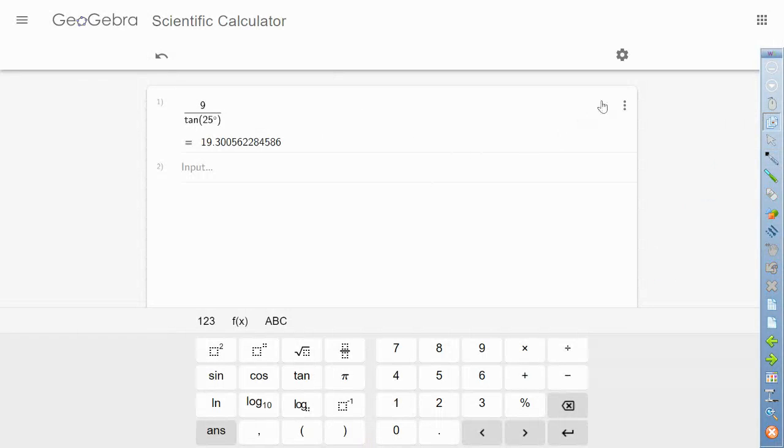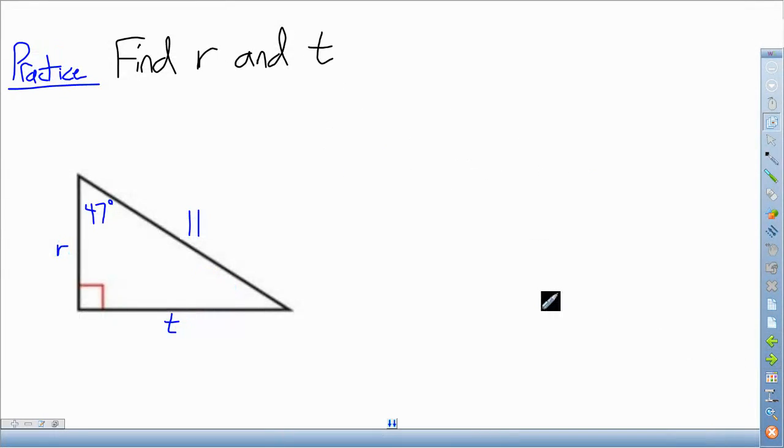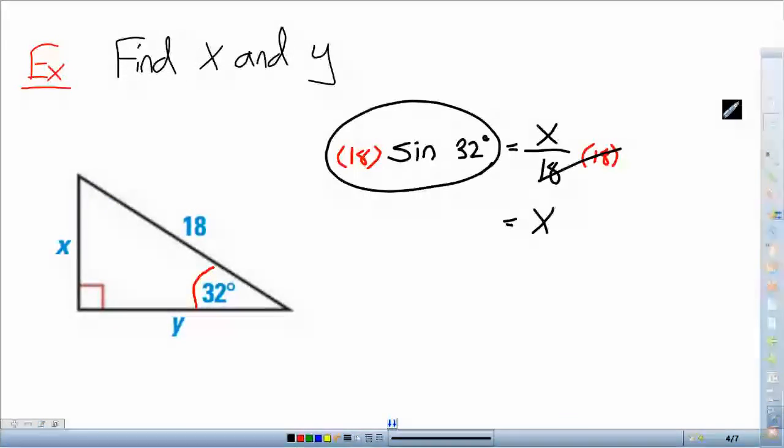So let's go ahead and do it. 18 times sine 32. And it looks like I'm getting 9.53. So that 3 does not round up. It just stays 9.5. Sorry about that. So yeah, we're getting 9.5. Okay, cool. So then that's it. I'm just going to go ahead and flip it around, 9.5.